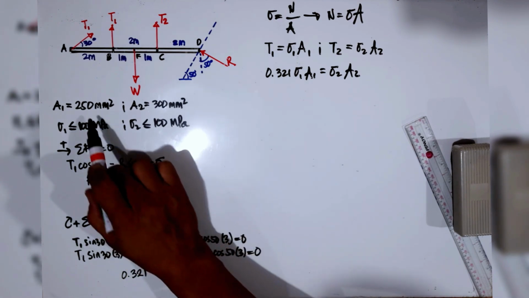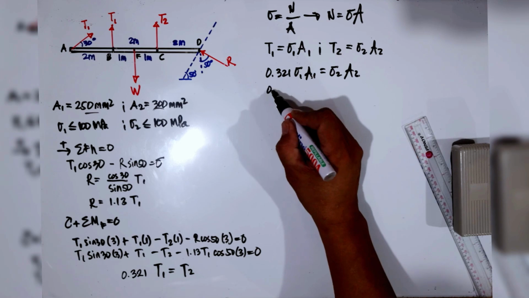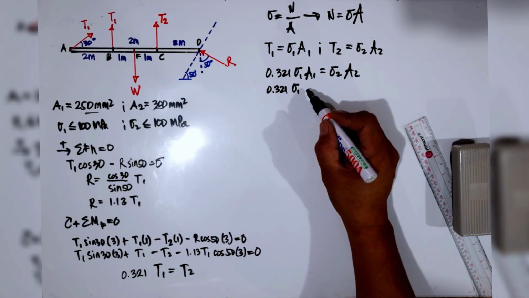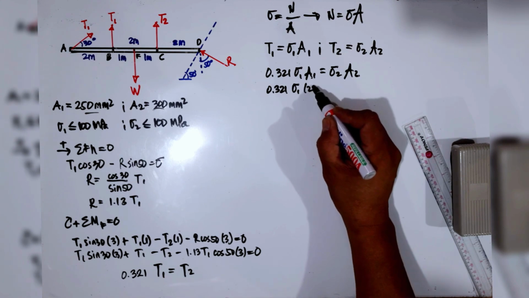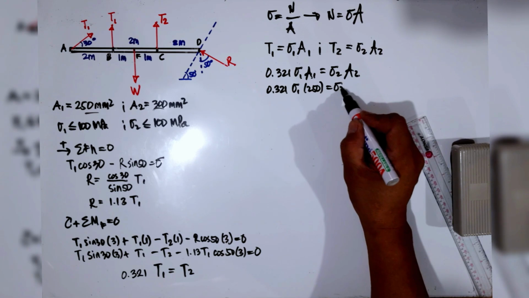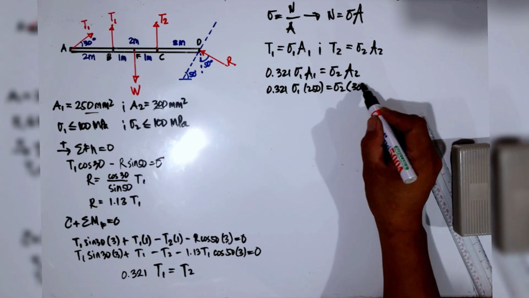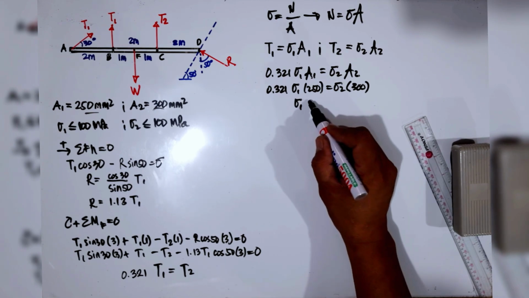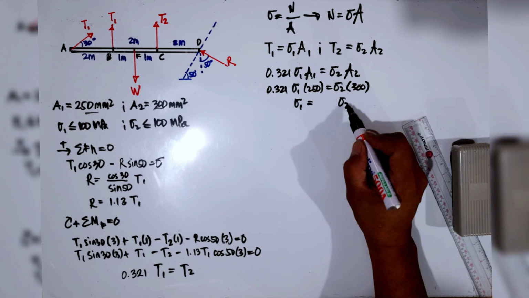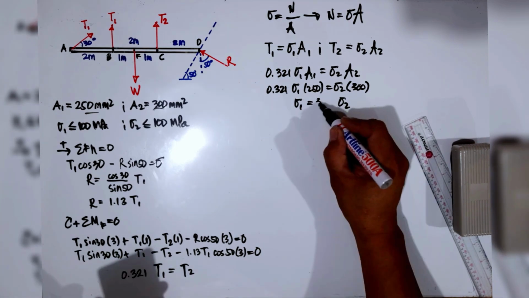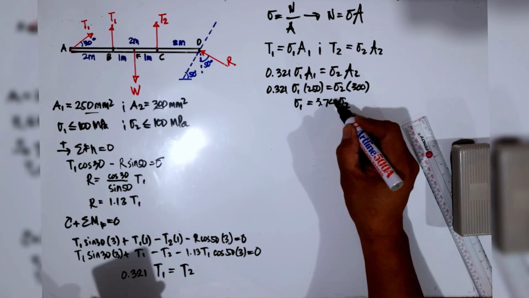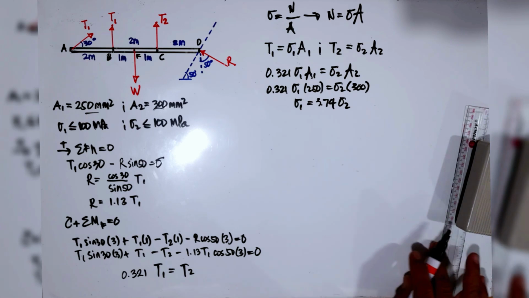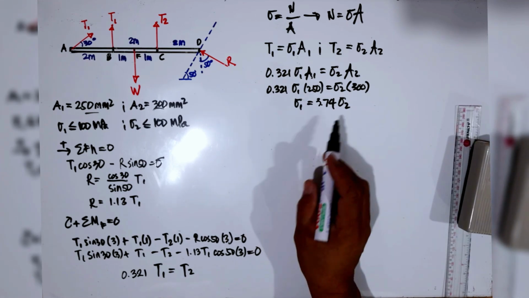We're also given the areas. So we have 0.321, sigma 1, area 1 is 250, sigma 2, area 2 is 300. So we have sigma 1 equals, in terms of sigma 2, 3.74 of sigma 2. Okay, so we now have the relation between the two stresses, sigma 1 and sigma 2.